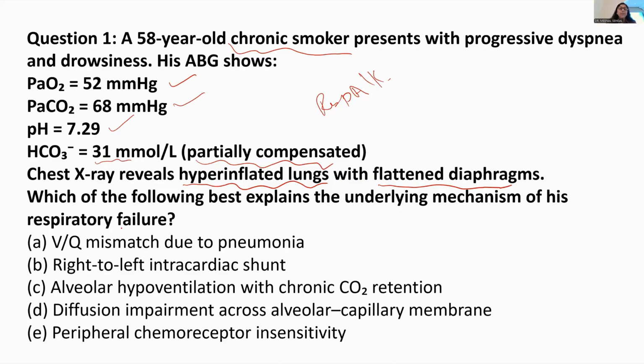So we have hypoxemia with hypercapnia. That means we are dealing with type 2 respiratory failure. So is it because of the VQ mismatch due to pneumonia? Is it because of right to left intracardiac shunt? Is it alveolar hypoventilation with chronic CO2 retention? Or diffusion impairment across alveolar capillary membrane? Or is it because of peripheral chemoreceptor insensitivity?